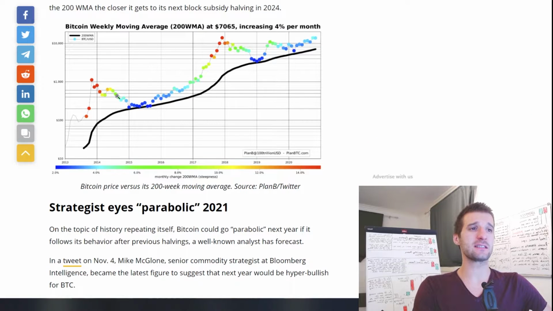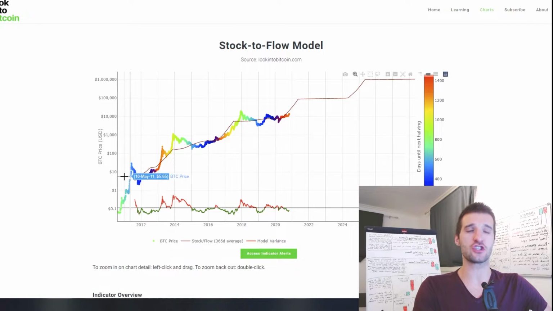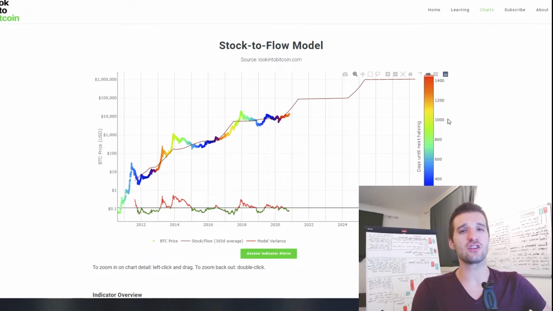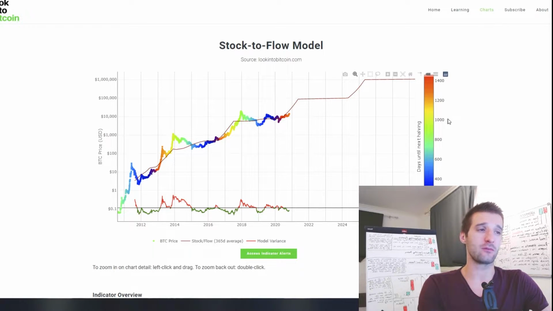Now when it comes to these charts over here, I need to bring one more chart, which is the stock to flow model. And as we can see, the stock to flow model is showing us that we should see a parabolic move very soon, because in the previous jumps after the halvings over here, we saw a parabolic move. Now what this chart represents, if you're new over here and you don't know what the stock to flow model is, is the ratio between the Bitcoins that are in circulation, circulating on the exchanges and between the wallets and stuff like that, against the Bitcoins that are getting produced.